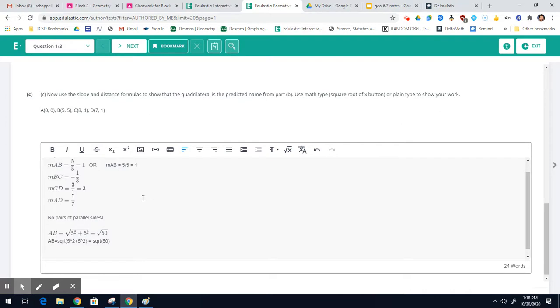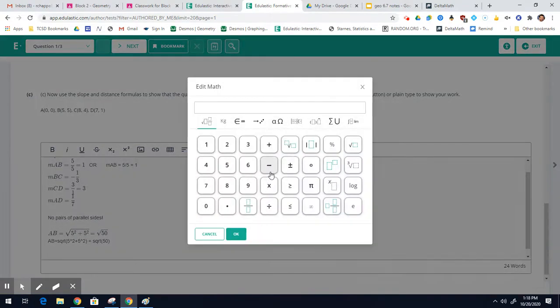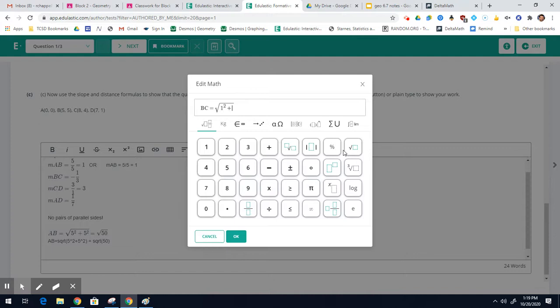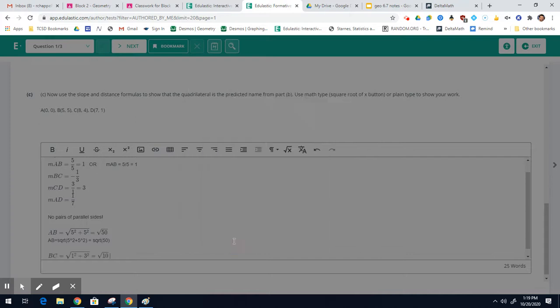Okay, let's do the other sides now. So again, we're just going to do BC. We use the rise and run underneath the square root. So the rise was 1 and 3. So 1 squared plus 3 squared. Notice I'm not using the negative. Don't use the negatives. 1 squared plus 3 squared is 10. So that is the square root of 10. That does not simplify either. It's not a nice number. So just leave it alone.